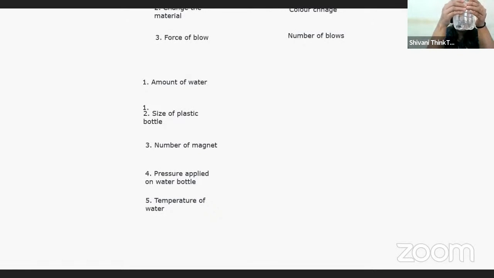Let me try applying more pressure. If we don't apply pressure, then it should come up. If we apply pressure, then it will go down. Yes.